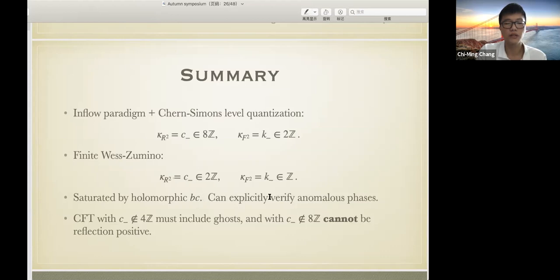We can also explicitly verify the anomalous phases to see that they satisfy the finite Wess-Zumino condition. And we can also show that a CFT with a chiral central charge that is not a multiple of 4 must include ghosts, namely the Grassmann-valued integer spin fields. And if the chiral central charge is not a multiple of 8, then the theory cannot be reflection positive. So any questions so far?